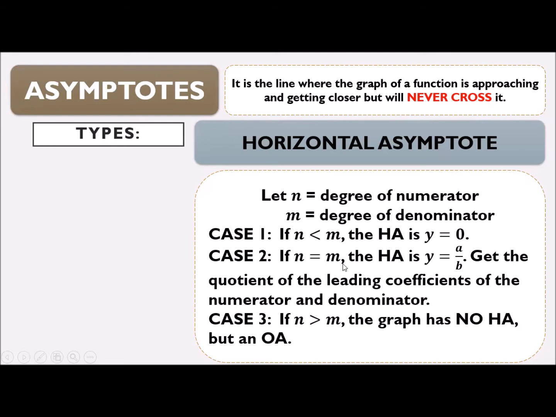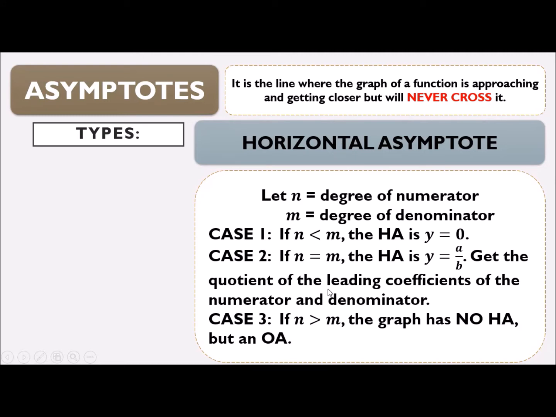And then, pagka case 2, pagka equal lang sila, gagawin natin, kukunin lang natin yung quotient of the leading coefficients of the numerator and the denominator. So, once we simplified, yun na yung sagot natin for the horizontal asymptote. And then, for case number 3, if n is greater than m, mas mataas yung degree ng numerator kaysa sa denominator, it pertains to we don't have a horizontal asymptote. Pag wala tayong horizontal asymptote, ibig sabihin, meron tayong oblique asymptote. Yun yung OA. Okay? So later on, we will have an example.